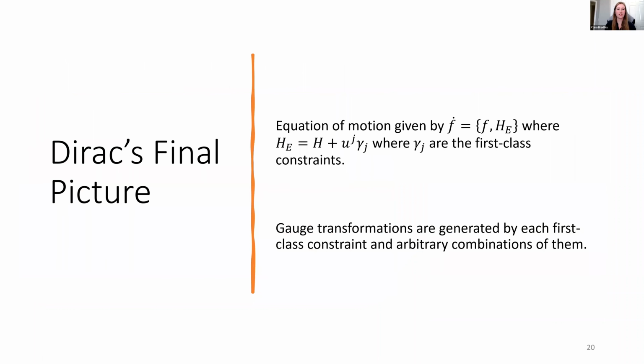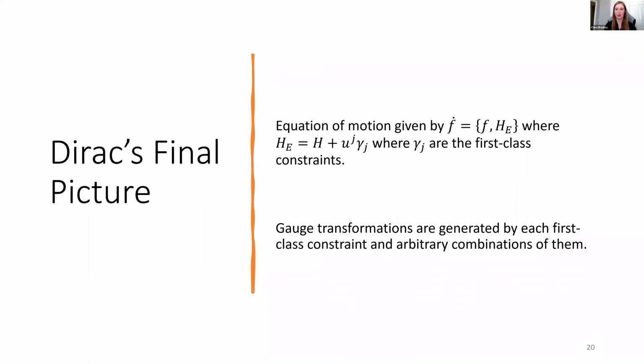So the final picture is that the equations of motion are given by the dynamics with an extended Hamiltonian, where this is just the first-class Hamiltonian plus an arbitrary combination of all of the first-class constraints. And the gauge transformations are generated by each first-class constraint and arbitrary combinations.